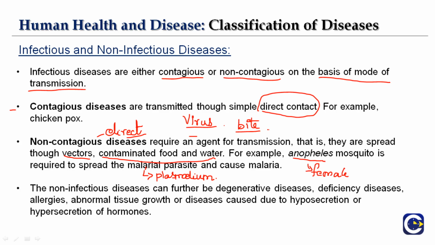The non-infectious diseases can further be degenerative diseases. So here you have examples: degenerative diseases, deficiency diseases, then allergies, abnormal tissue growth, then the diseases caused due to hypo or hypersecretion. So when we say it is hormones, so many people suffer from thyroid problems, right? So these are because of the hypo or hypersecretion of the hormones. So these diseases are not contagious. They are said to be meant for a person, and they are dependent upon the self defects of oneself. There you don't have any person to transfer or transmit the diseases.